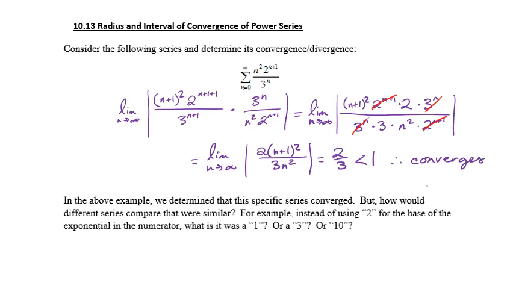Now, in this example, we were able to find the exact series that converged because we knew that that value, when we found the ratio, was going to be less than 1. But what if it was just similar, right? What if this number right here, that 2, what if it wasn't a 2? What if it was a 1 or a 3 or a 10? Would that be enough to change what's going on here? Well, the answer is yes.